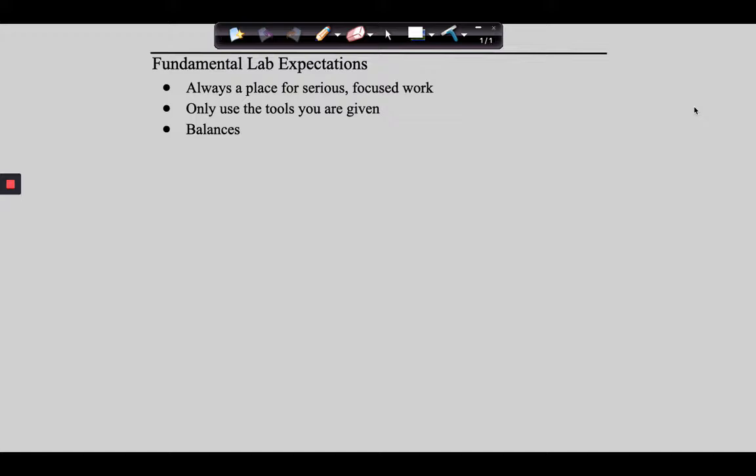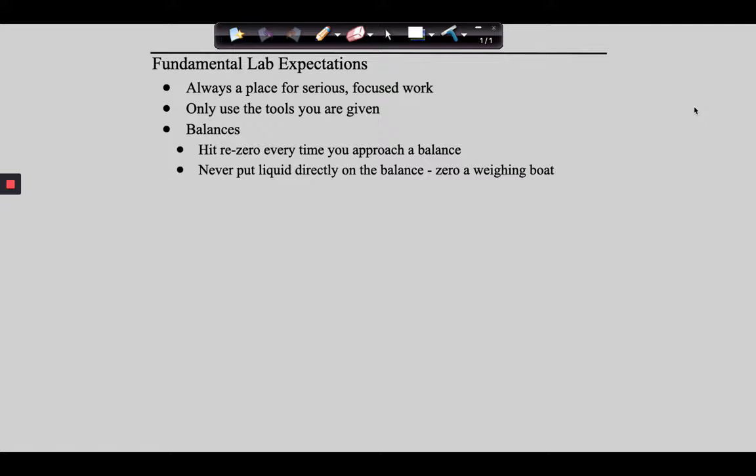A couple ideas relative to that. One is balances. They're little electronic balances. And you're going to be using them to weigh things. Guys, anytime you weigh something on a balance, make sure the object is not on the balance and hit re-zero. You want to re-zero a balance every time you use it. And then guys, never put water or other liquids on a balance.